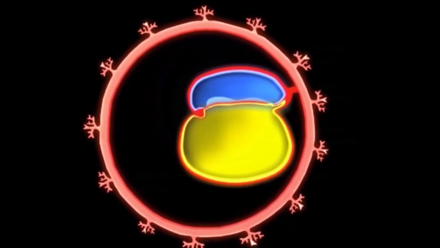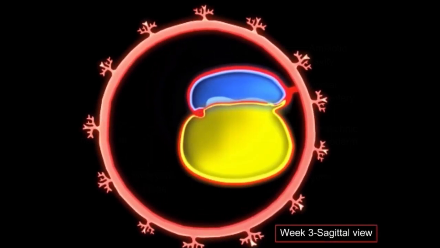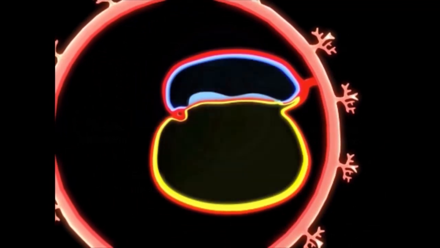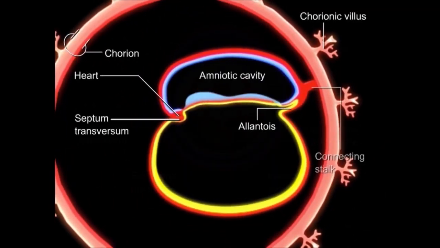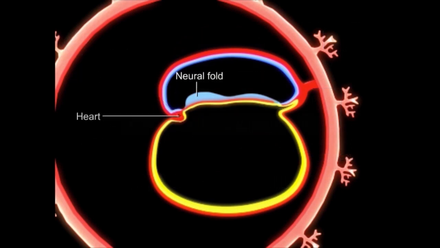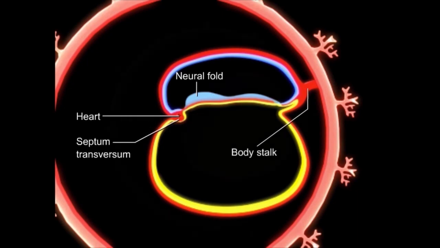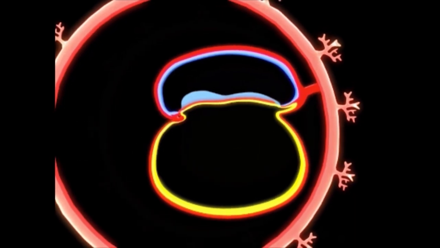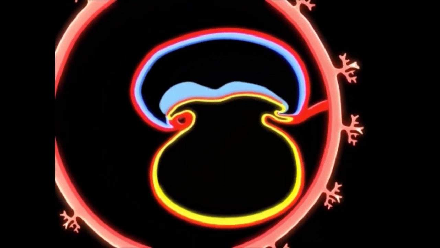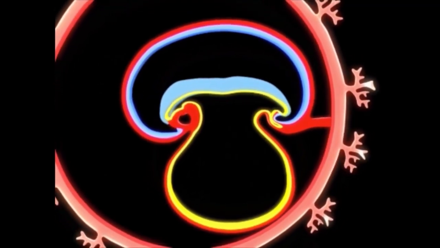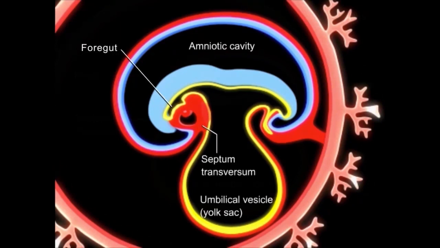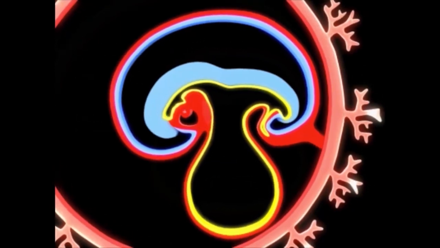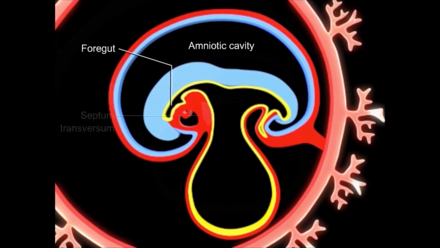At 3 weeks, the developing heart and septum transversum are found at the most cranial aspect of the embryo. Rapid growth of the cranial and caudal regions of the neural tube causes these areas of the embryo to begin to bend and fold ventrally. The head fold results in the repositioning of the developing heart and envelopment of the yolk sac to form the foregut. The tail folding results in the envelopment of the yolk sac to form the hindgut.